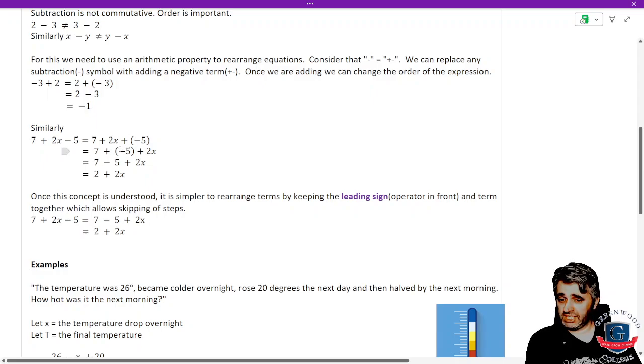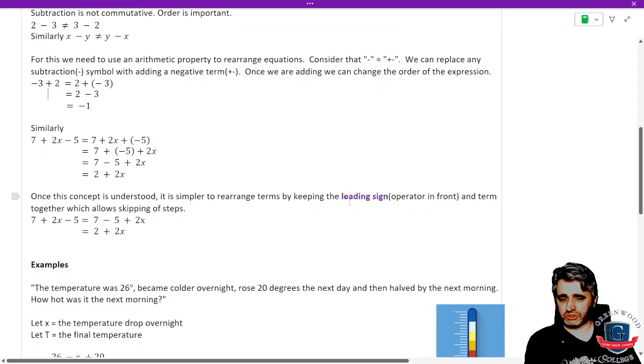Now once it's here, we've got a plus minus together. Oh, look at that, we can change it back to minus again. So we can go 7 minus 5 is 2 plus 2x. Finished. Now once we understand this concept, there's no real need to do this plus minus stuff anymore. It's just to understand what's going on.